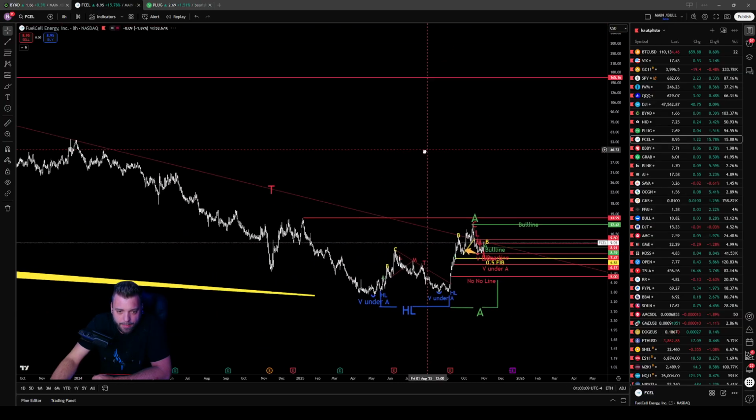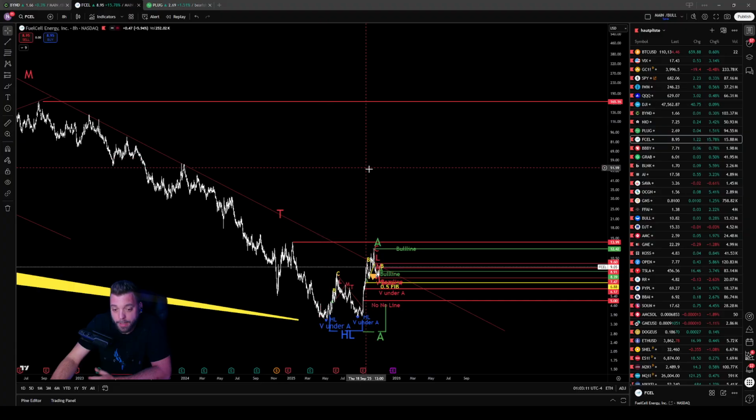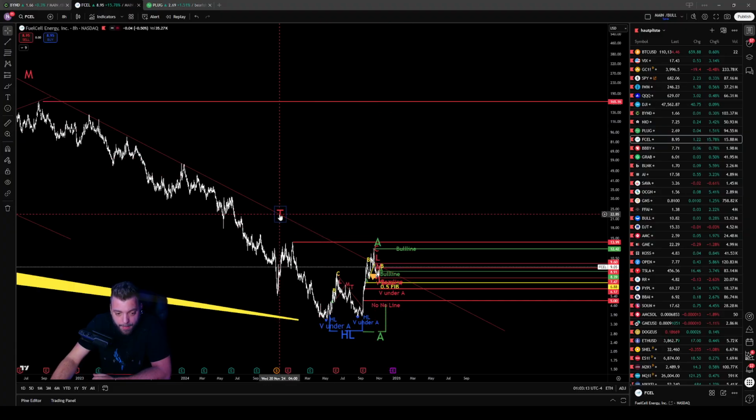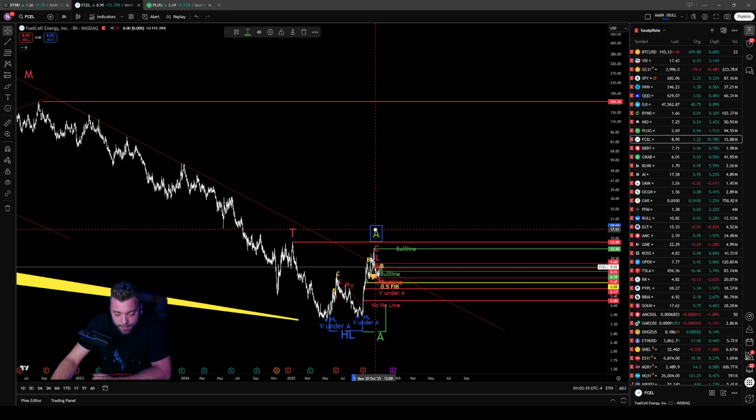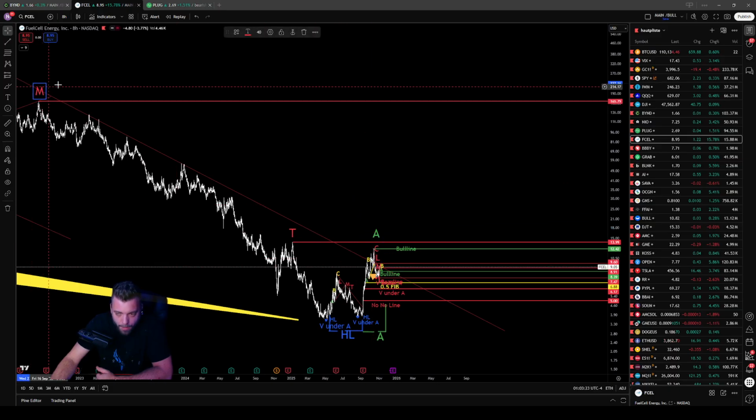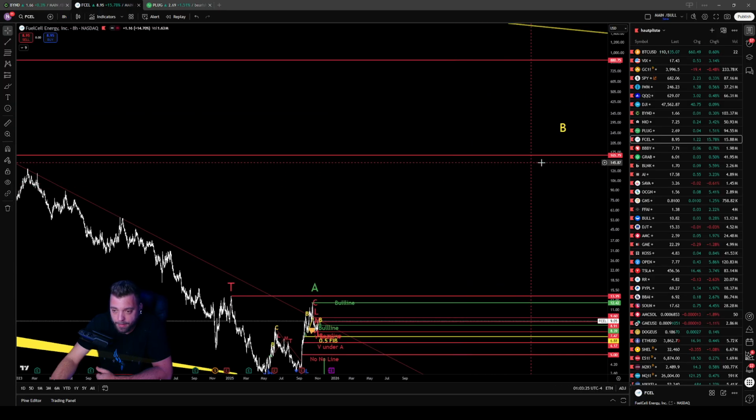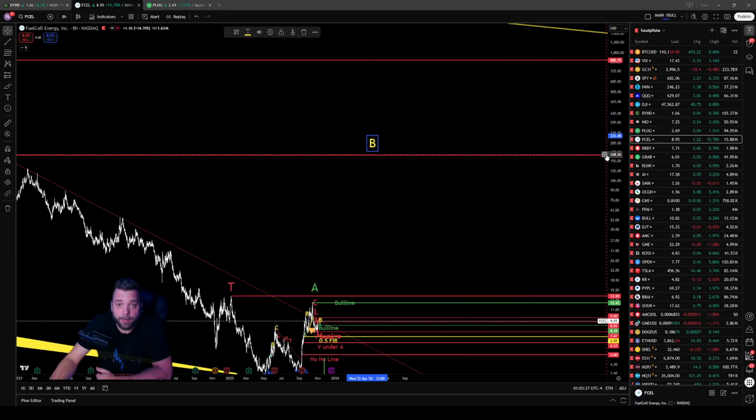And the next target would be, because this was your T, so this is your A. Perfect. A little bit under it, but still perfect. And we are over the trend line. The next target for B is at 165.